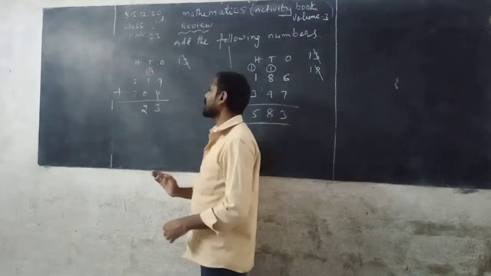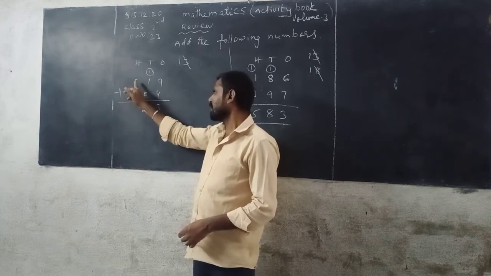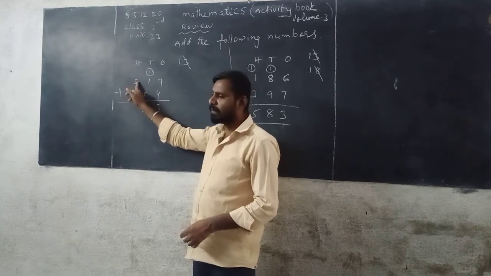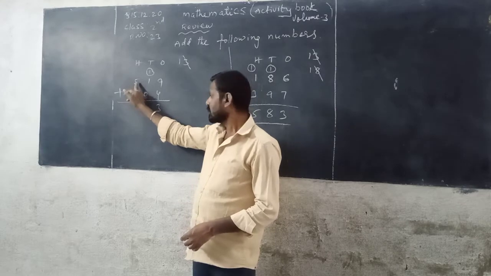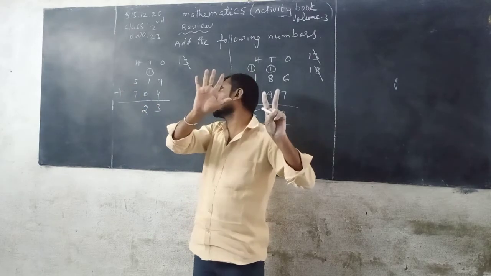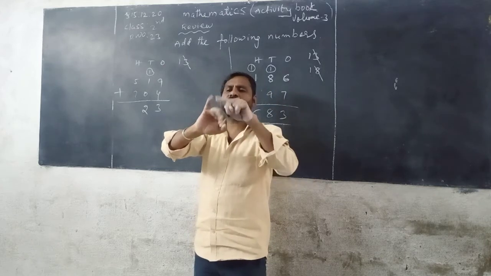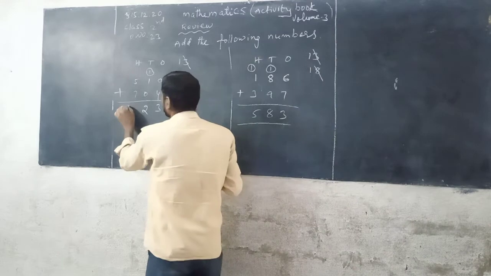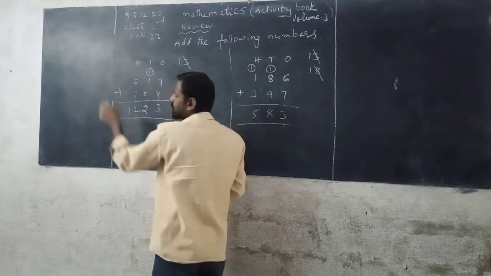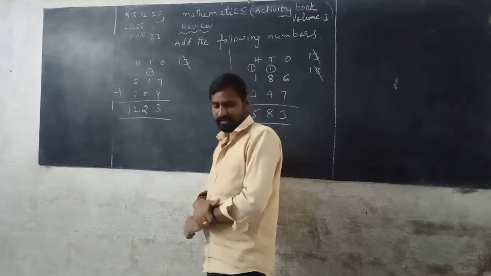Now next, add the digits in the hundreds place. 5 plus 7. See, keep 5 in the mind. How many fingers do you take? 7 fingers in your hand. So you count 5, after that 6, 7, 8, 9, 10, 11, 12. So you can write 12 in total because this is the last place of the given numbers. So 1223, that is the sum.